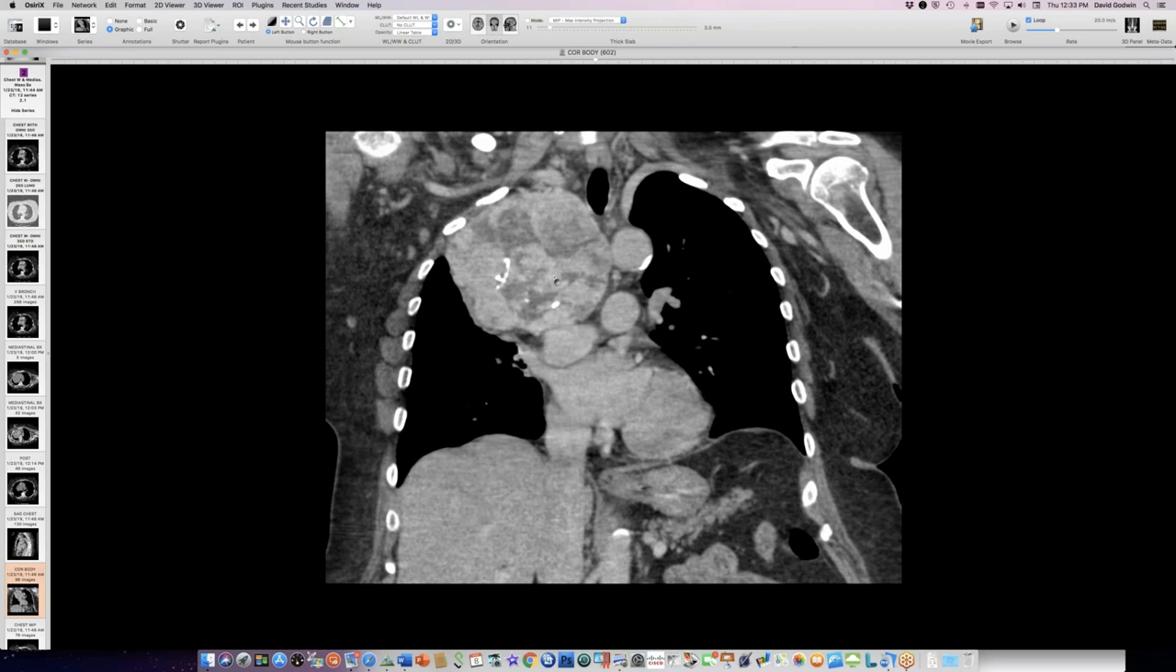Okay. Those are my two cases. Good. Let me show you some others.